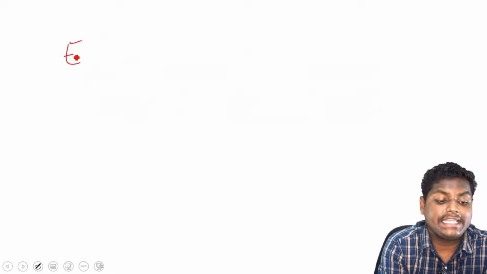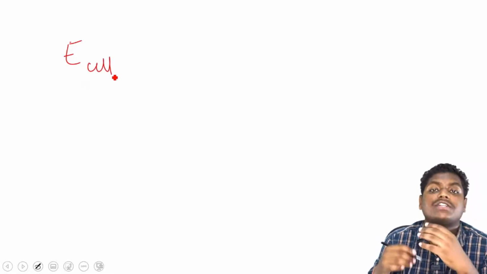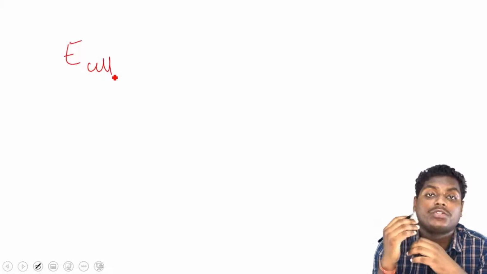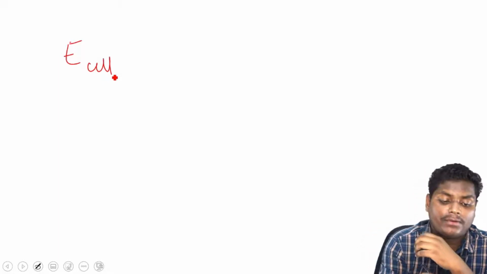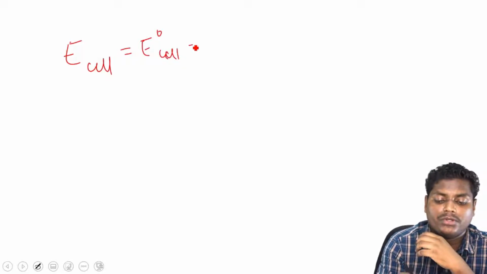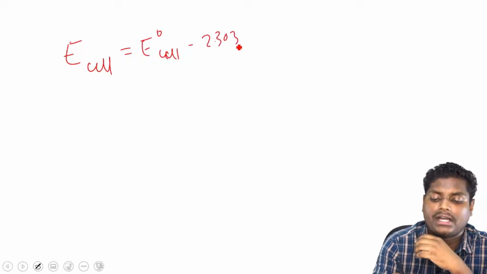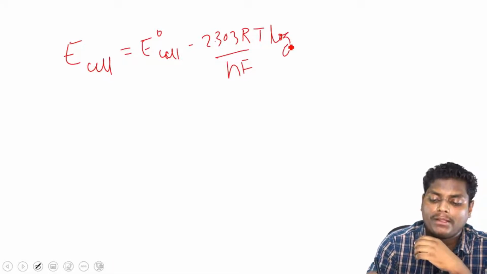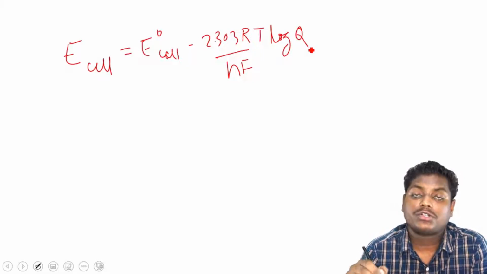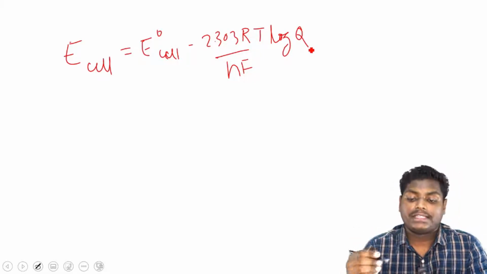Now we know from the Nernst equation, E cell is equal to E naught cell minus 2.303 RT upon NF into log Q. Now what is the Q value here? It is the reaction quotient. So what is the reaction quotient that we have here?